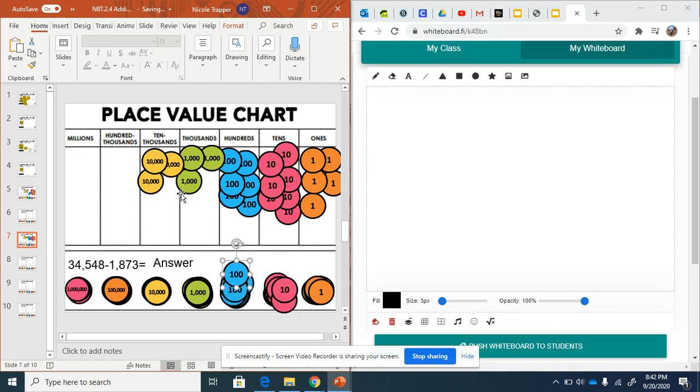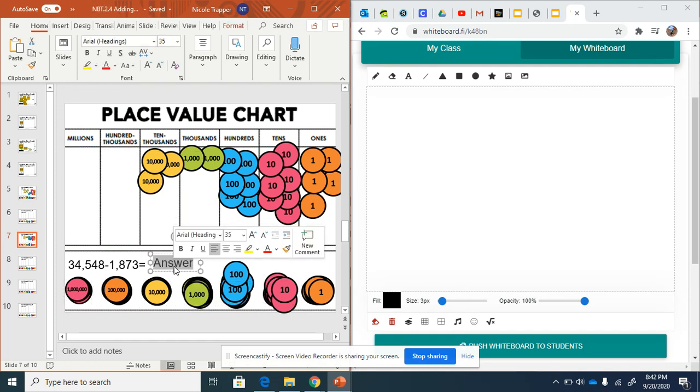All right, next I need to take away 1,000, and I could do that. So I am left with 3 10,000s, 2 thousands, 6 hundreds, 7 tens, and 5 ones for an answer of 32,675. Let's connect that with the standard algorithm.